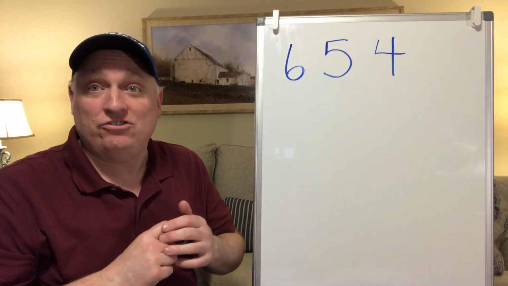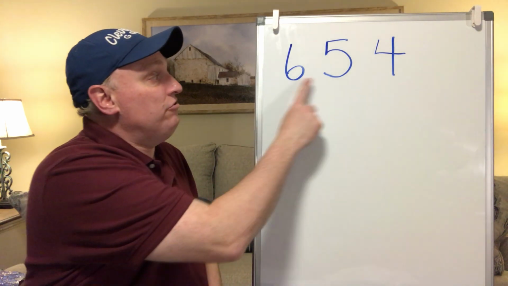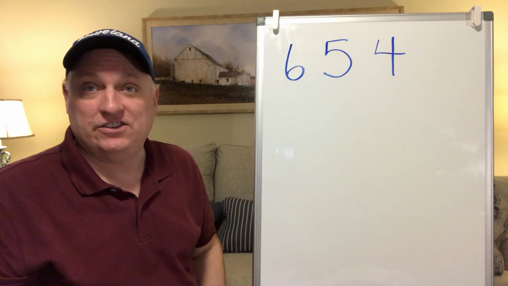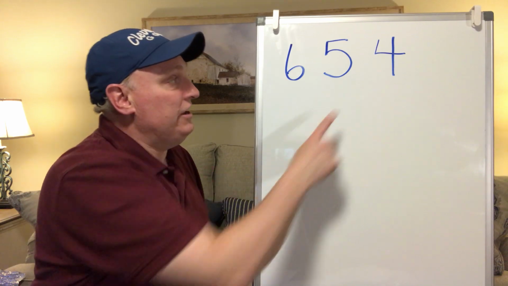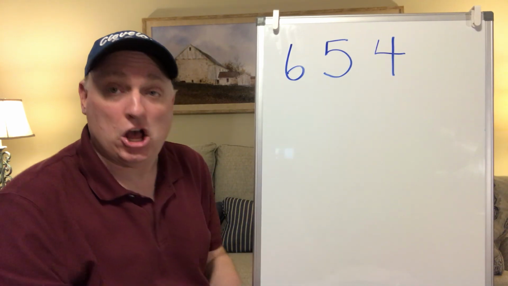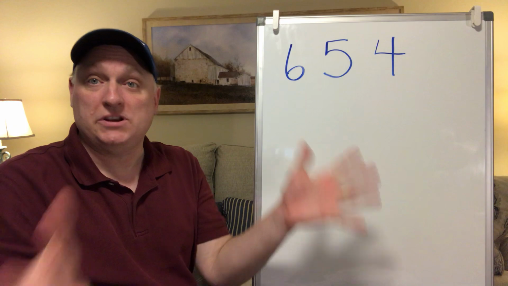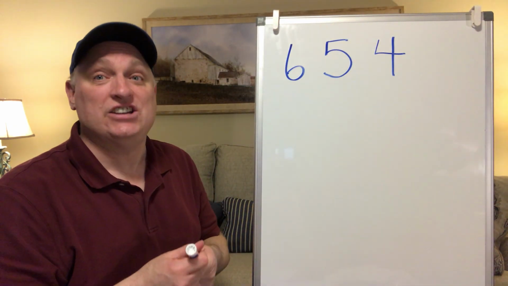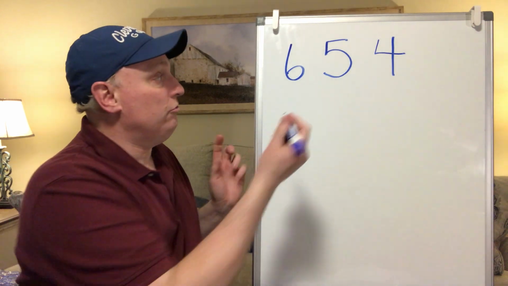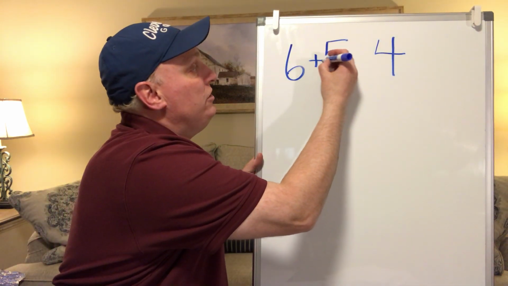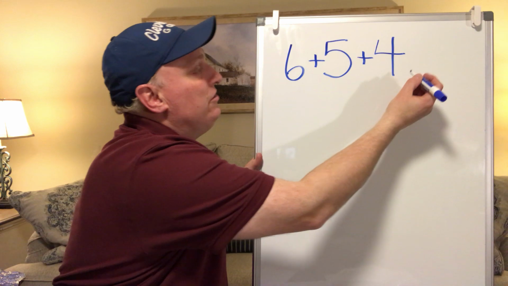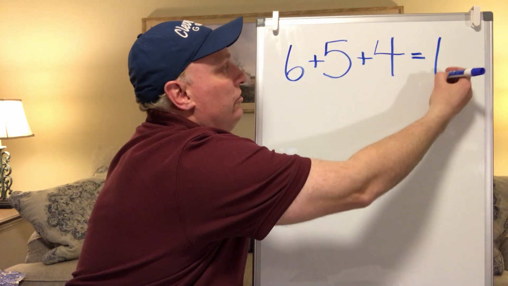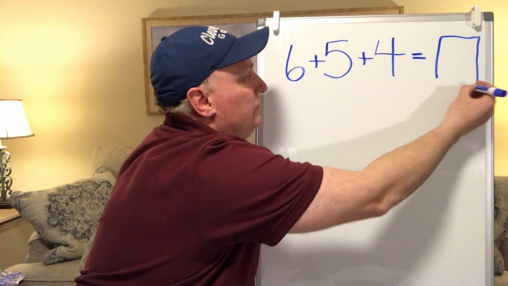So our addends, which is a fancy word for numbers that we're adding together, in this case, are 6, 5, and 4. And since I said altogether, how many pages did she read altogether? You're going to add these 3 numbers together, so you're making an addition number sentence. So the way to do that is to put pluses in between these. 6 plus 5 plus 4 equals the mystery number.